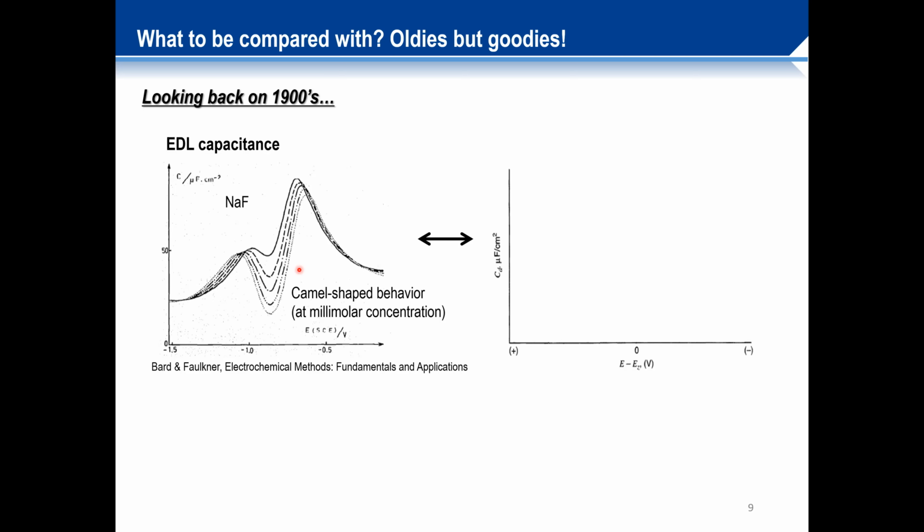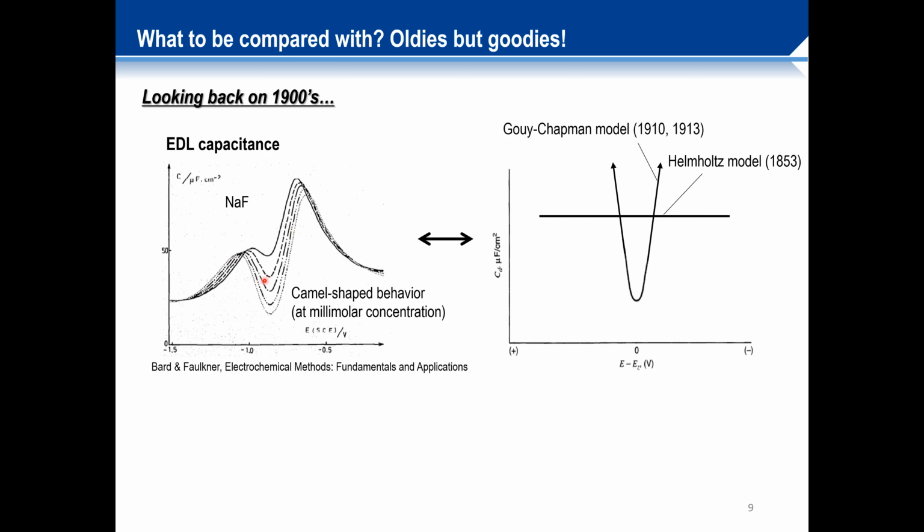And people really tried to understand the reason for these two peaks. First, Helmholtz conceptualized the capacitor as a two-plate capacitance, which should show no change of capacitance upon potential changes, which is apparently different from this one. And by solving the famous Poisson-Boltzmann equation, the Gouy-Chapman model was developed, which can capture the dip behavior here. But the problem is that once you charge your electrode into the positive or negative side, it goes to infinity, which is catastrophic behavior.